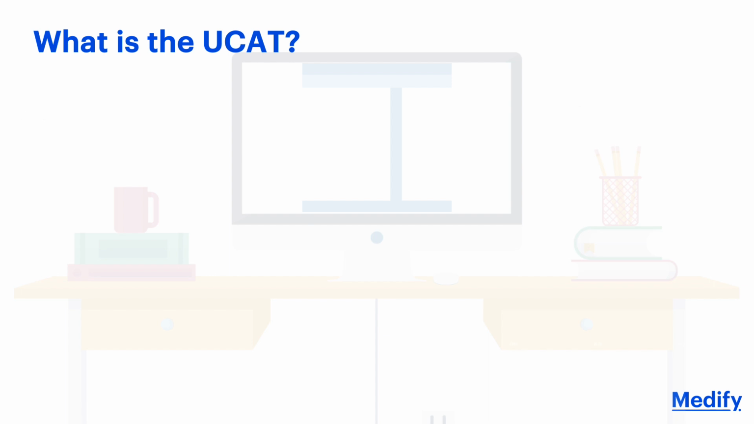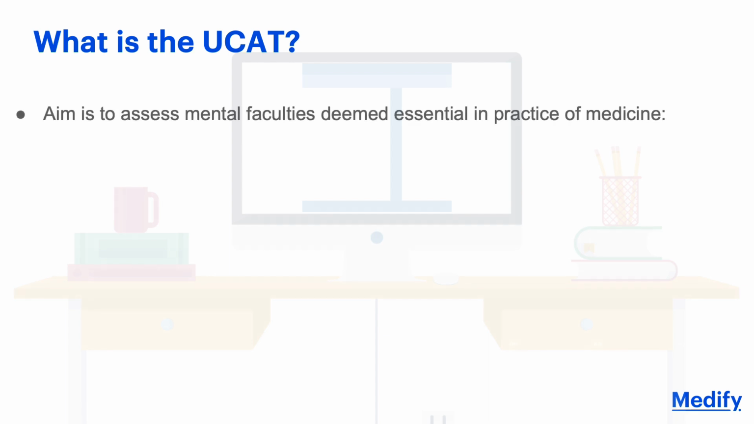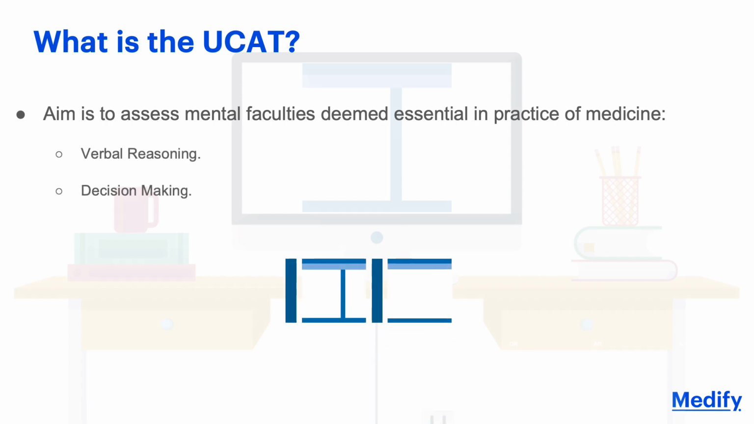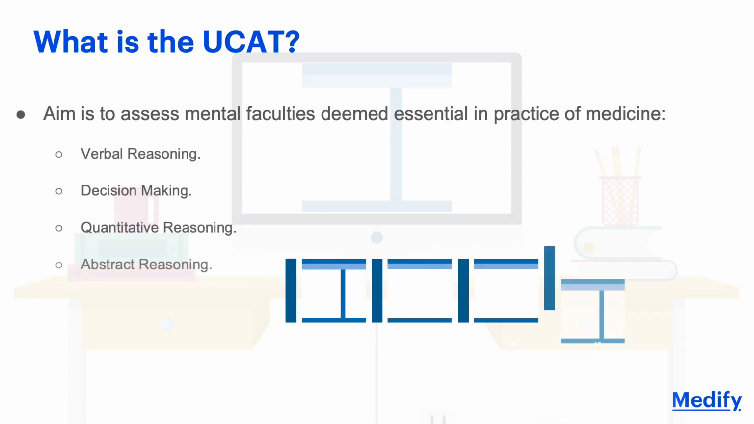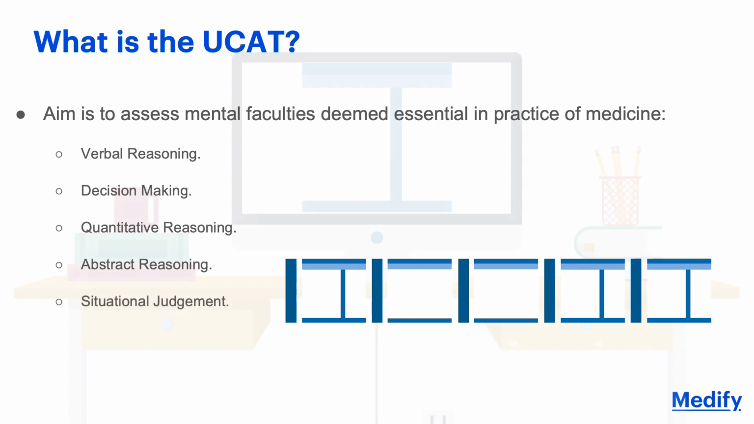The UCAT assesses mental faculties deemed essential in the practice of medicine: verbal reasoning, decision-making, quantitative reasoning, abstract reasoning, and situational judgement. What follows is a very brief introduction to the types of questions you will encounter in this test. More detailed introductions to the question types will be dealt with in future tutorials.